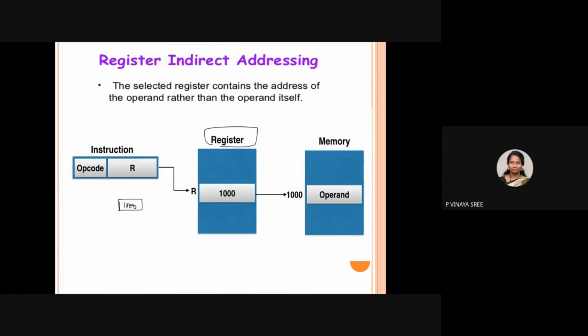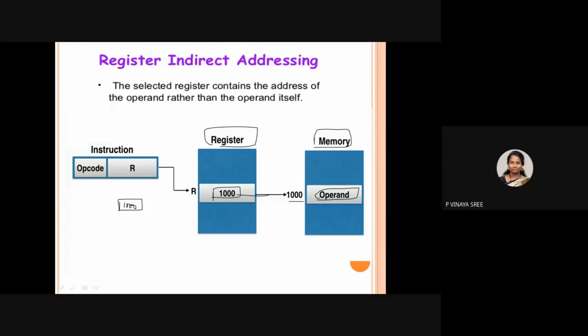Whereas in indirect, the register will not hold an operand, it holds an address. So for getting the operand, you need to go to a memory location. This is a memory address location. If you go to that memory address location, you will be getting an operand. So it takes that address and goes to the memory location, to the address called 1000, so that it gets an operand. So that is register indirect addressing mode.